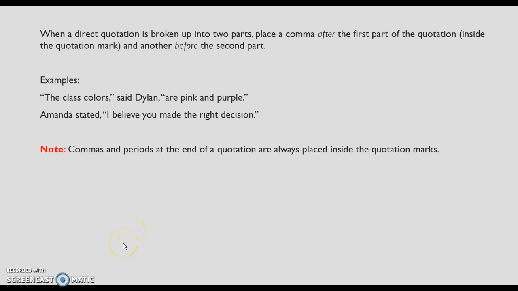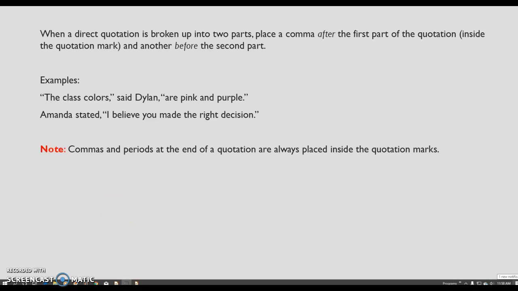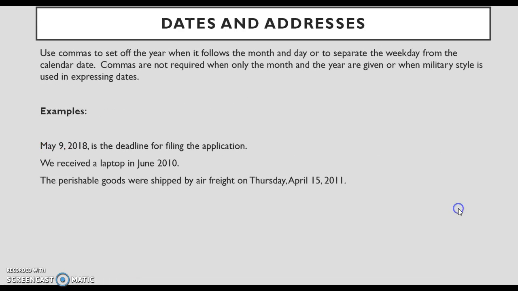Note, commas and periods at the end of a quotation are always placed inside the quotation marks. Remember, this only refers to quotations and not everything that is in quotation marks. For example, you could have a sentence like, Please mark the package "urgent," and put urgent in quotation marks, but the period would be after the quotation marks. This only refers to quotations, not set off things.